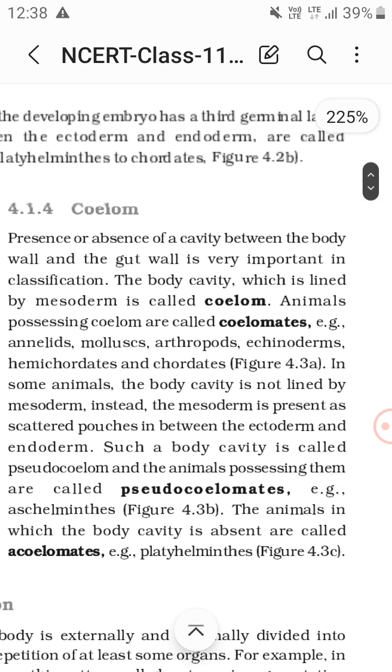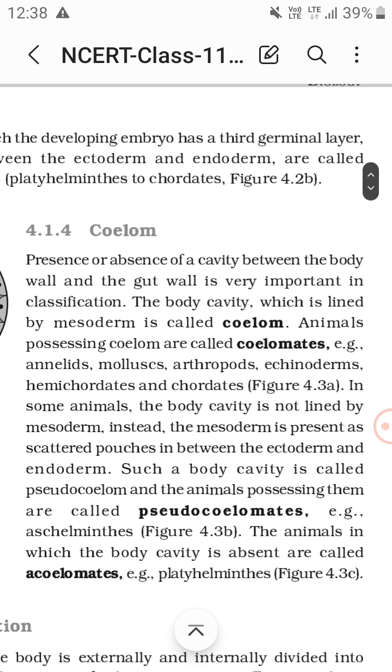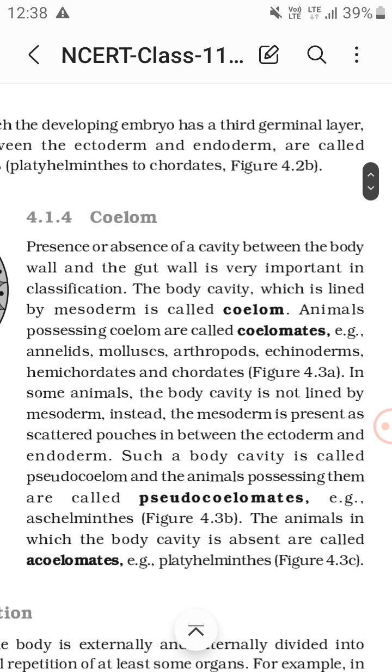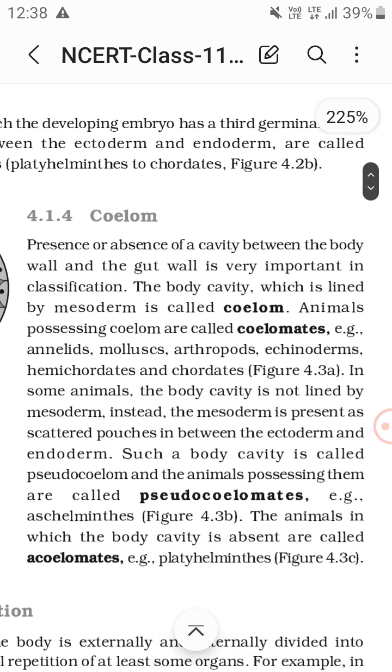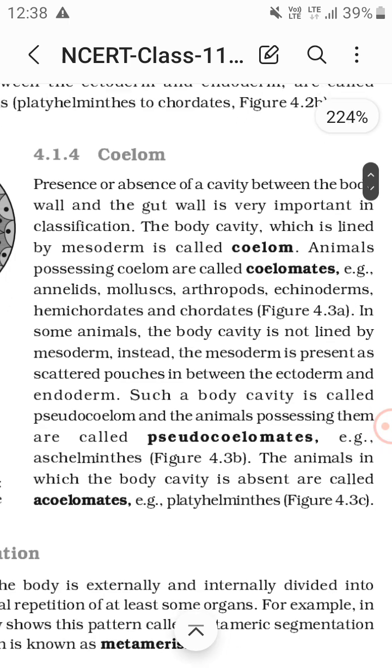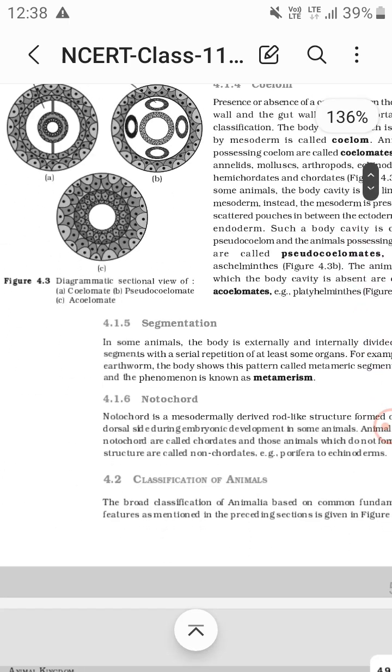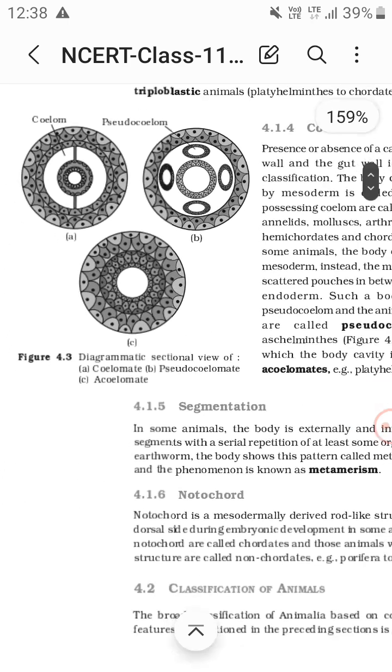Presence or absence of a body cavity between the body wall and the gut wall is very important in classification. The body cavity which is lined by mesoderm is called the coelom. So this is it: coelomate, pseudocoelomate and acoelomate.